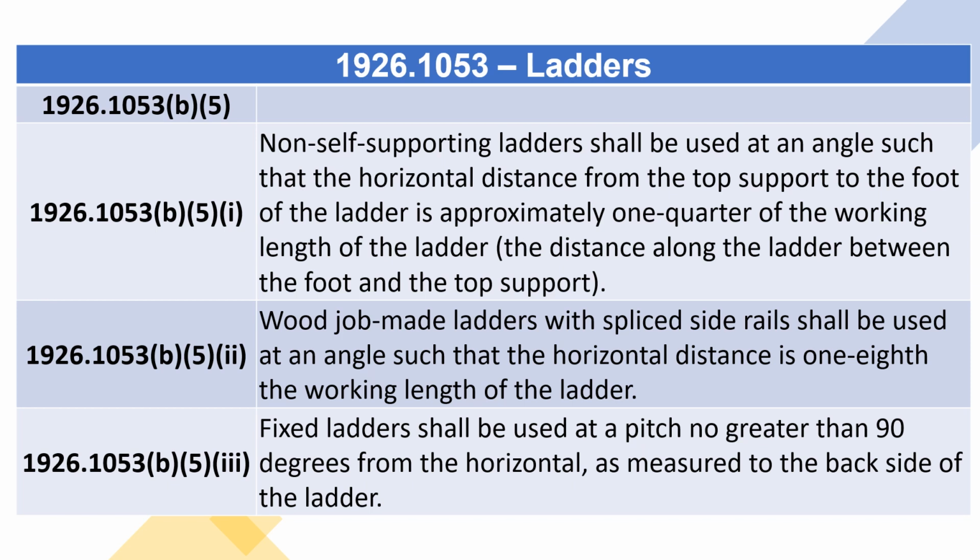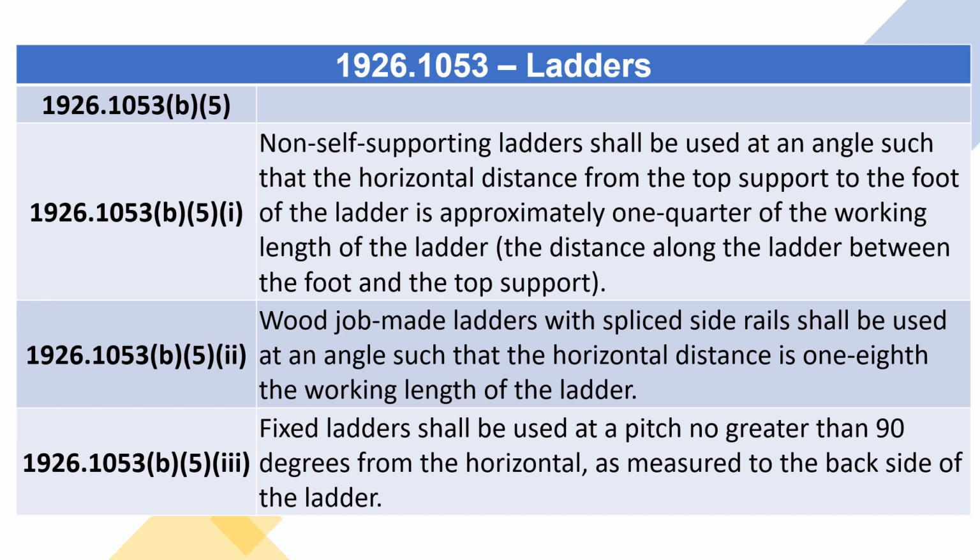1926.1053(b)(5). 1926.1053(b)(5)(i) through 1926.1053(b)(5)(iii). Non-self-supporting ladders shall be used at an angle such that the horizontal distance from the top support to the foot of the ladder is approximately 1/4 of the working length of the ladder, the distance along the ladder between the foot and the top support.